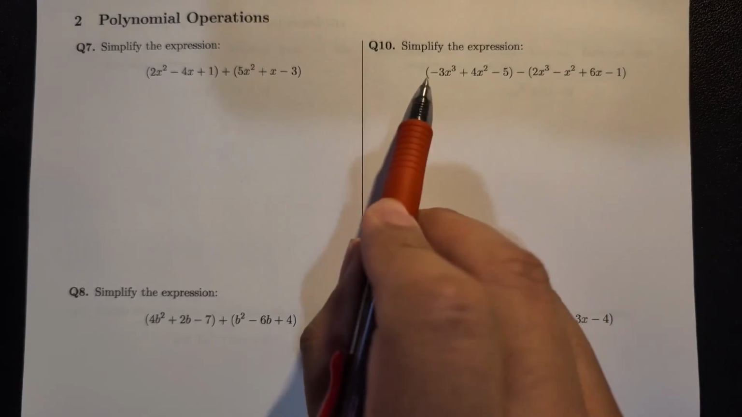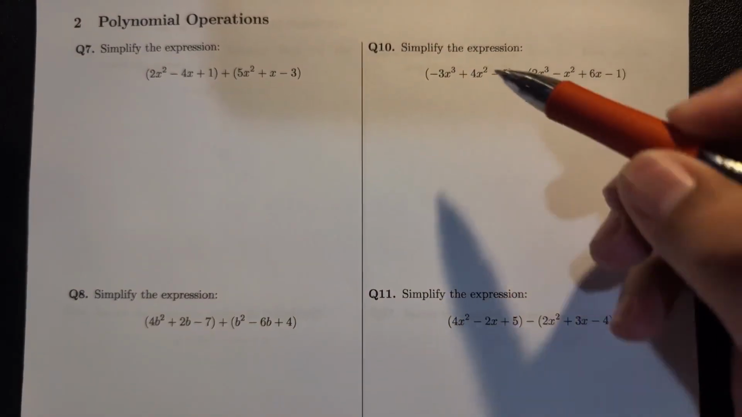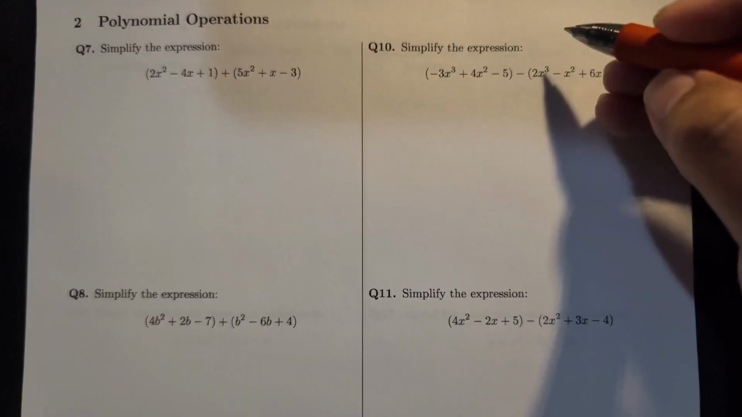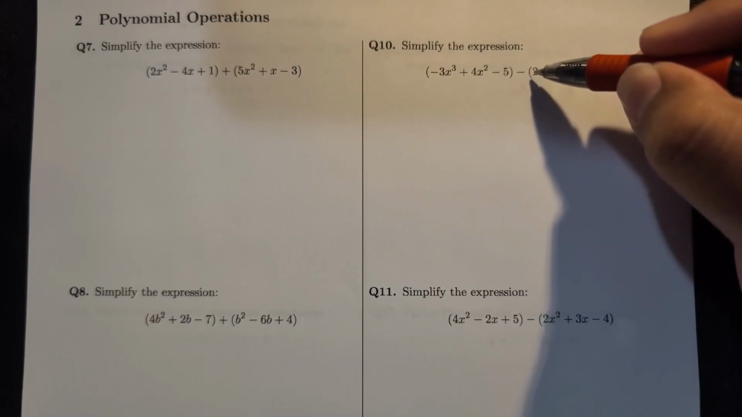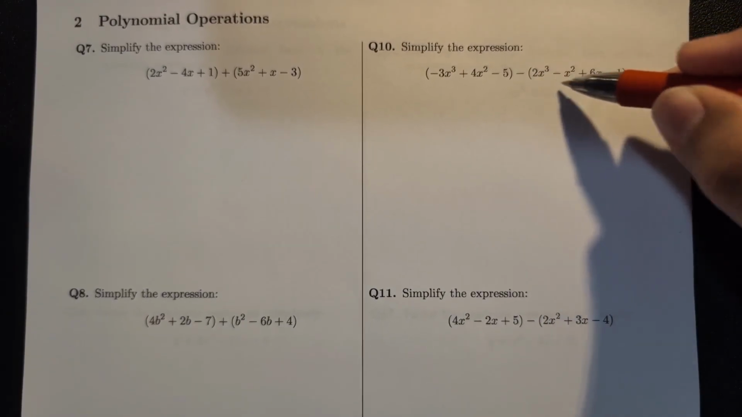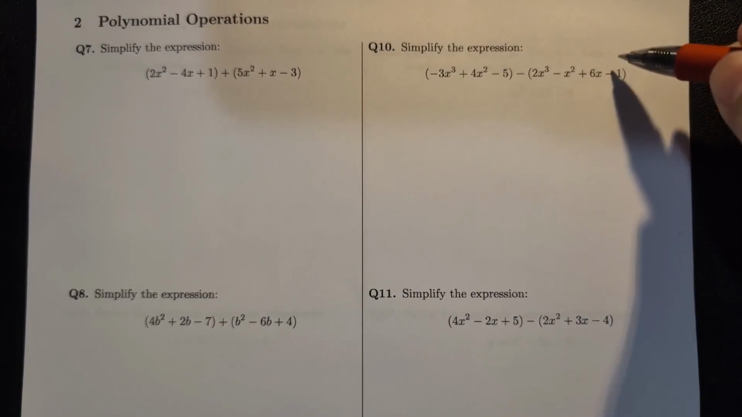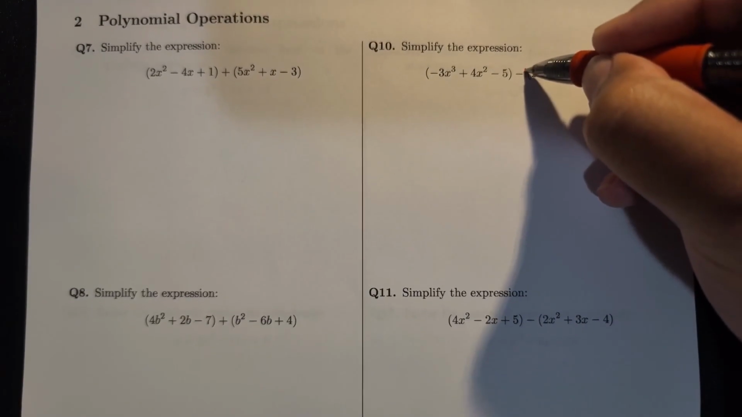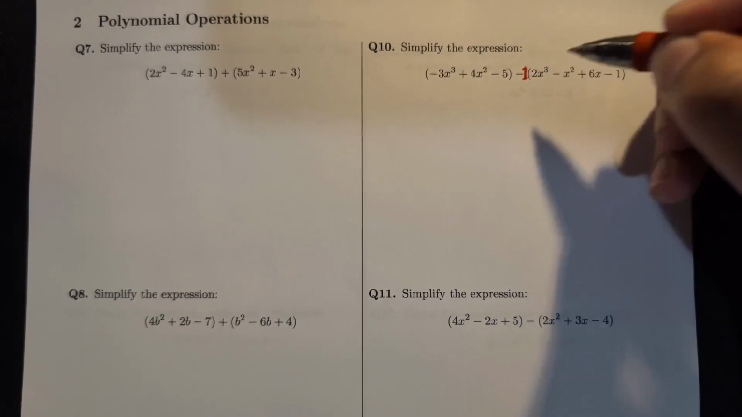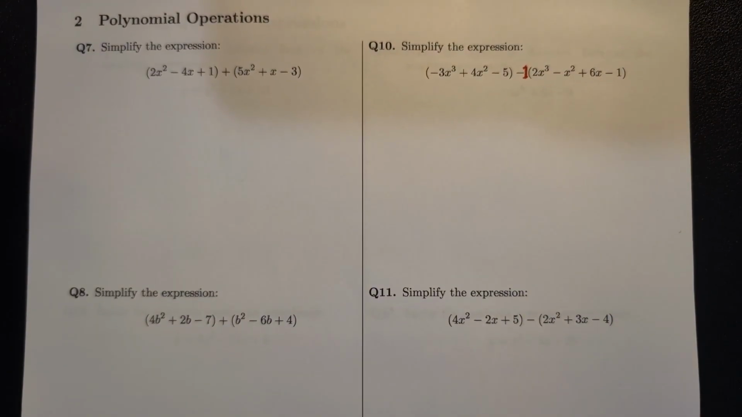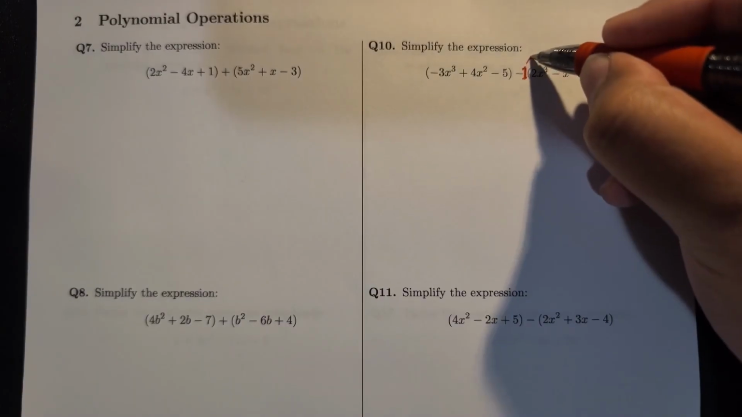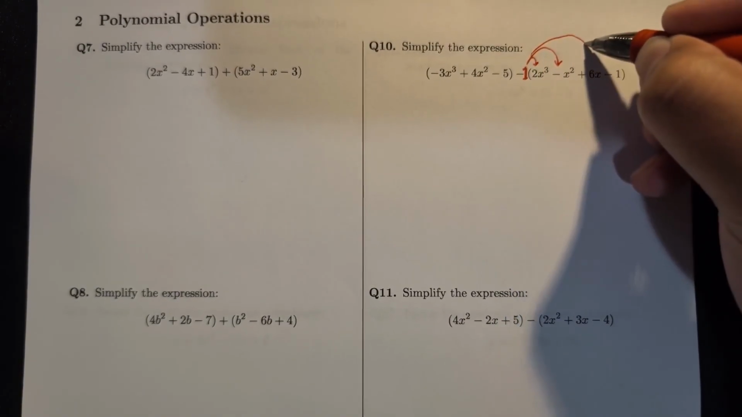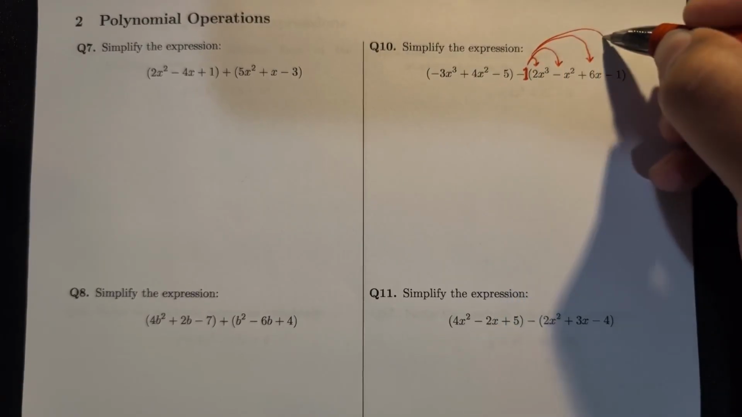So here, I do not have any numbers in front of my parentheses, so I do not need to distribute anything. But here, in front of this expression, I have a negative. I want you to write an invisible one there. That negative one, I'm going to multiply to every single term inside.